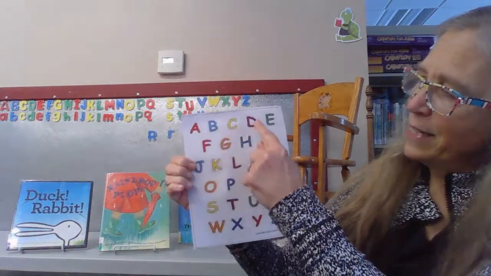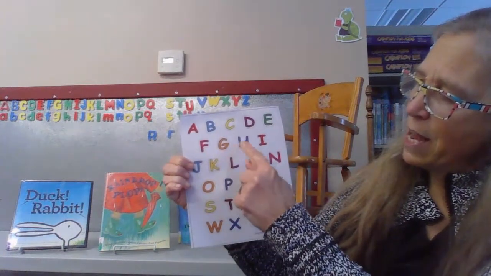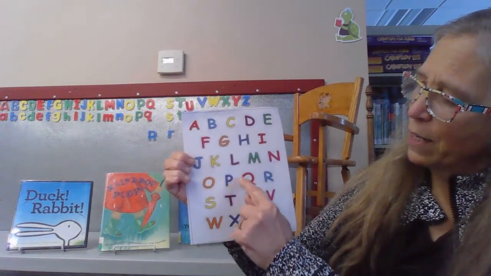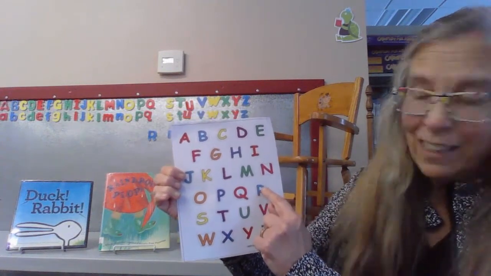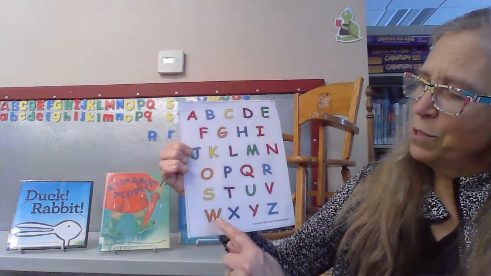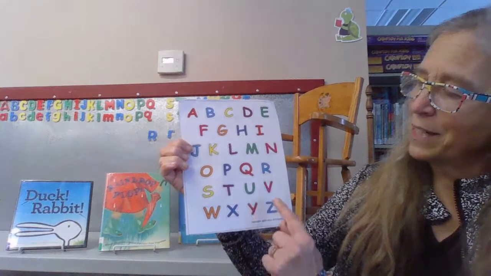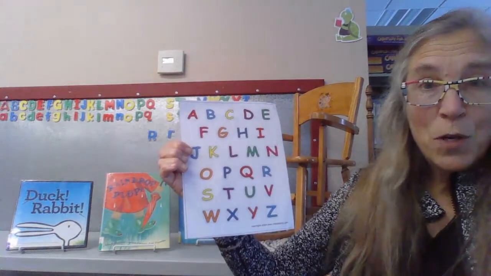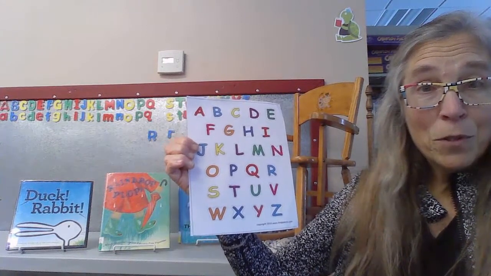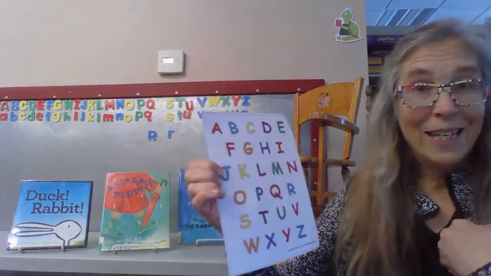A, B, C, D, E, F, G, H, I, J, K, L, M, N, O, P, Q, R, S, T, U, V, W, X, Y, and Z. Now you know your ABCs. Next time, won't you sing with me?